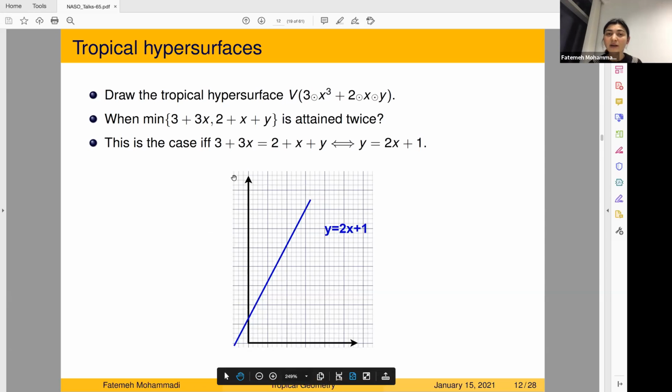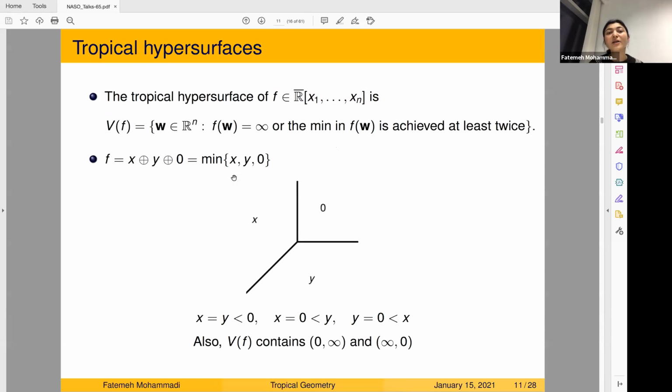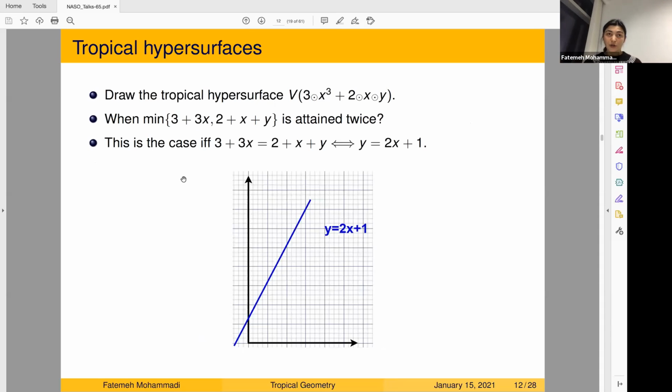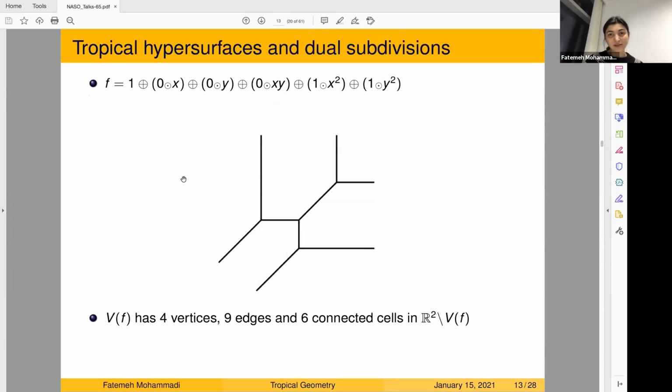And that's actually why, going back to the previous slide, this 0 is important here. If I had just x plus y, then all I would get was this line x equal to y, and I wouldn't see these two rays. So this 0 is not like in the usual sense, where I can remove it from my picture. Okay, good. So these are the tropical lines. We just saw tropical lines and how to draw their corresponding hypersurface.